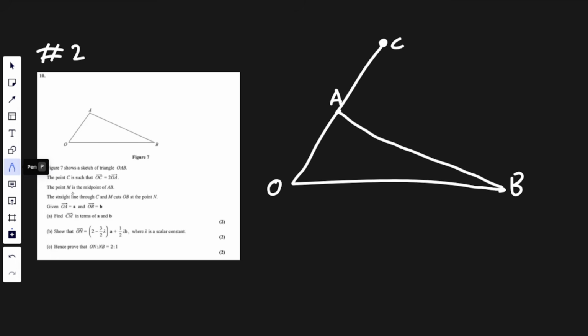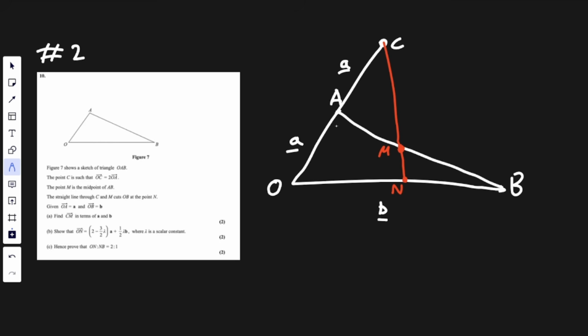And then we have the midpoint of AB is M. So if I mark that on, we have M. And we're told that a straight line through C and M cuts OB at the point N. So it's going to go through and cut here at a point that we're going to call N. Given O to A is a and O to B is b, find C to M. So this means this is also a, because we're told O to C is 2a, which means this must be a.